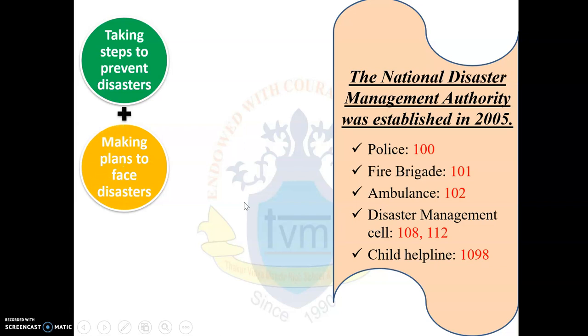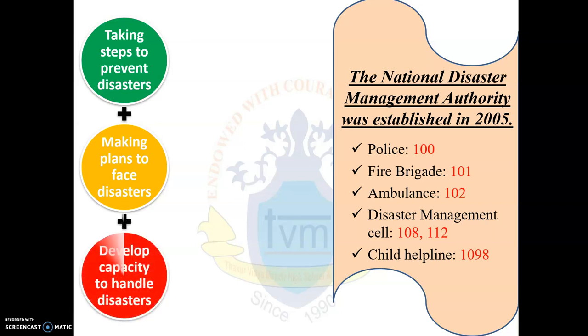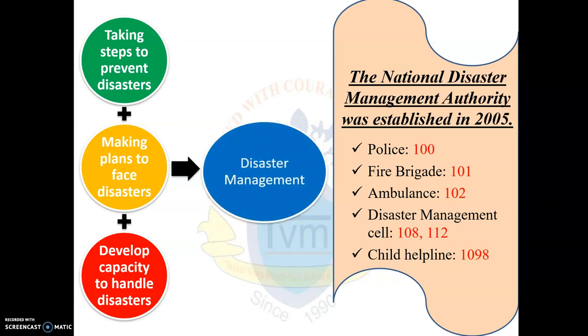The second function is making plans to face disasters. Advanced planning has to be done in order to deal with a disastrous situation. So this planning is also done by the Disaster Management Authority. And the last function is to develop capacity to handle disasters. The Disaster Management Authority also raises funds, the financial funds as well as the manpower, so that we can deal with a disastrous situation. So these are the three functions of the Disaster Management Authority.